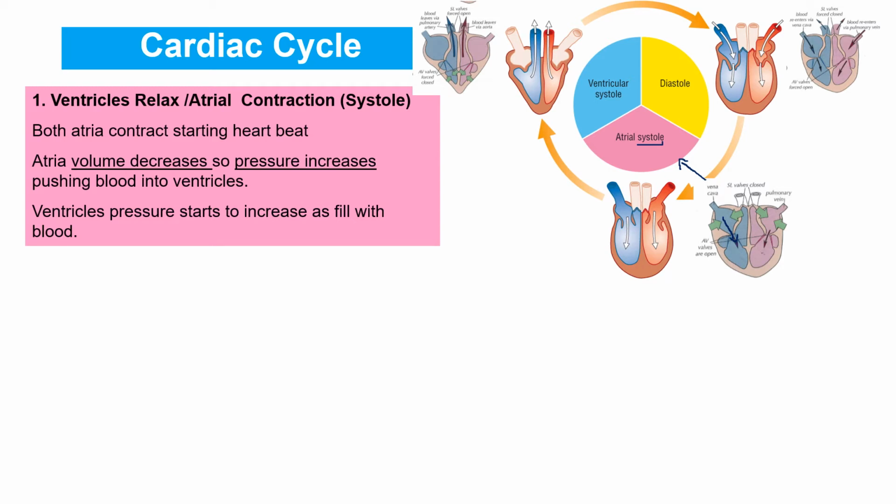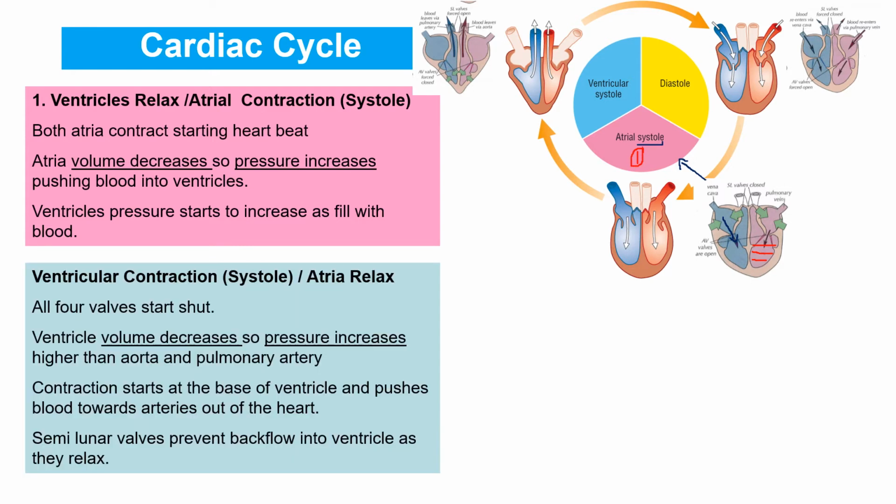Okay, and as the ventricles fill up with blood, their pressure is going to start to increase, because as they get slowly full of blood, obviously there's less spare volume in those ventricles. So that is atrial systole, and it's up to you where you start really. There's no right or wrong here, but I would recommend probably starting describing your heartbeat in that stage there.